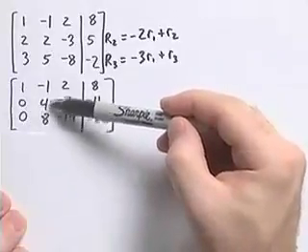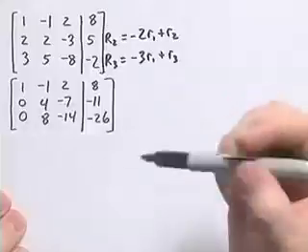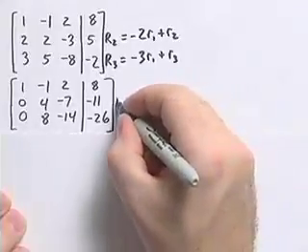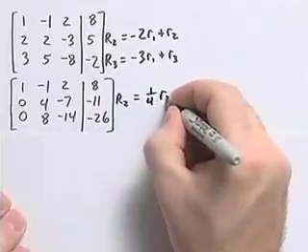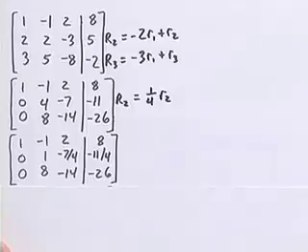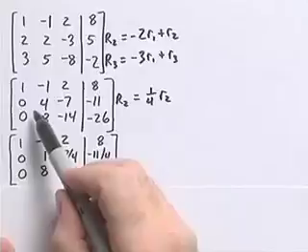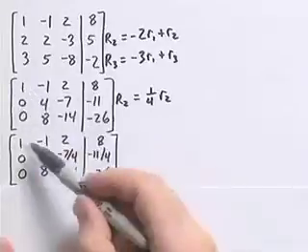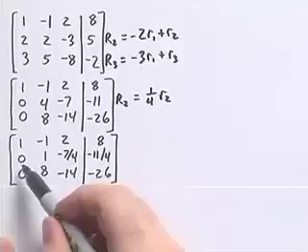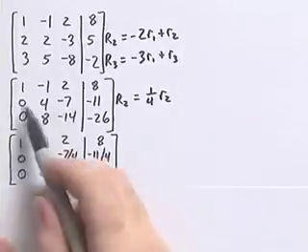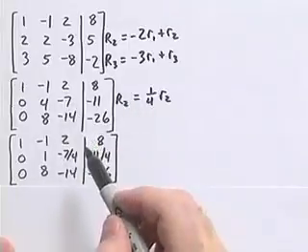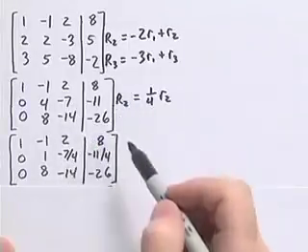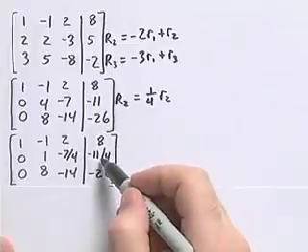Our next step is to get a 1 along the diagonal in the 2,2 entry. To do that, we'll multiply row 2 by 1/4. If we perform that operation, we'll get the following matrix. We have not changed row 1 or row 3, so we rewrite those. We're going to multiply row 2 by 1/4. 0 times 1/4 is 0. 4 times 1/4 is 1. Negative 7 times 1/4 is negative 7/4. And negative 11 times 1/4 is negative 11/4.